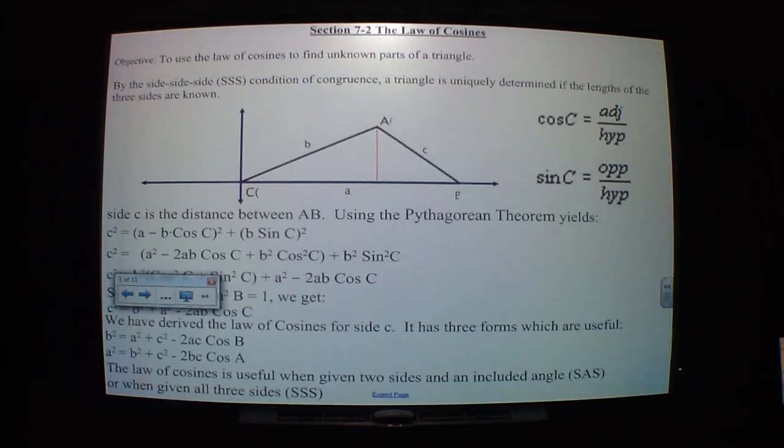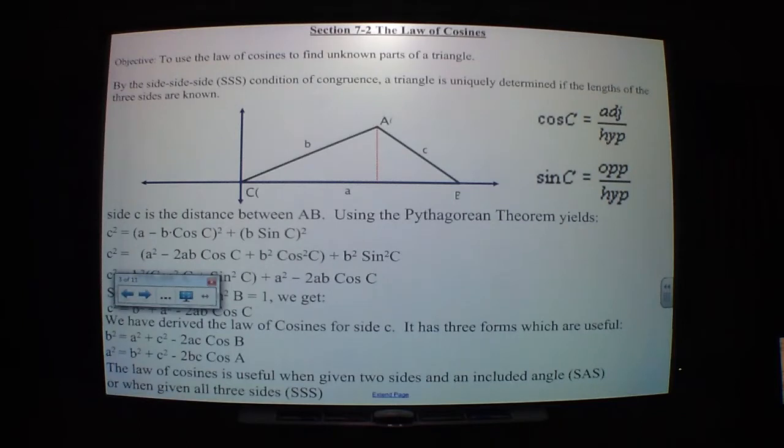Section 7.2, Law of Cosines. Law of cosines is a formula, and I am going to derive it just like I derived the law of sines. But you do not need to know how to derive it, you just need to know the formula.